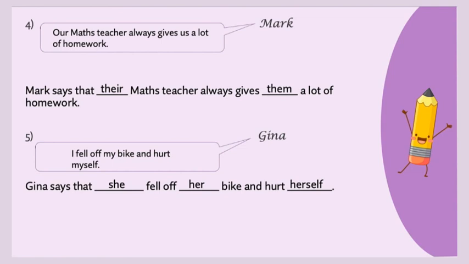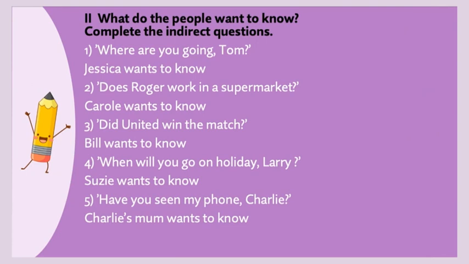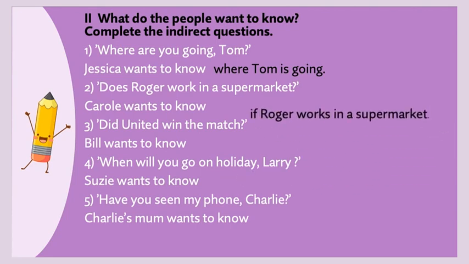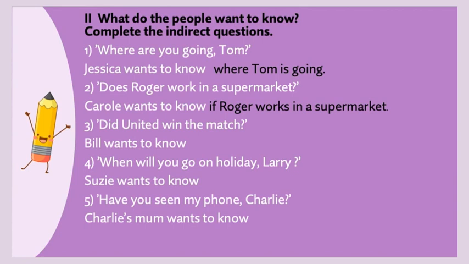Activity 2. What do the people want to know? Complete the indirect questions. Dopuni indirektna pitanja. Where are you going, Tom? Jessica wants to know where Tom is going. Does Roger work in a supermarket? Carol wants to know if Roger works in a supermarket.